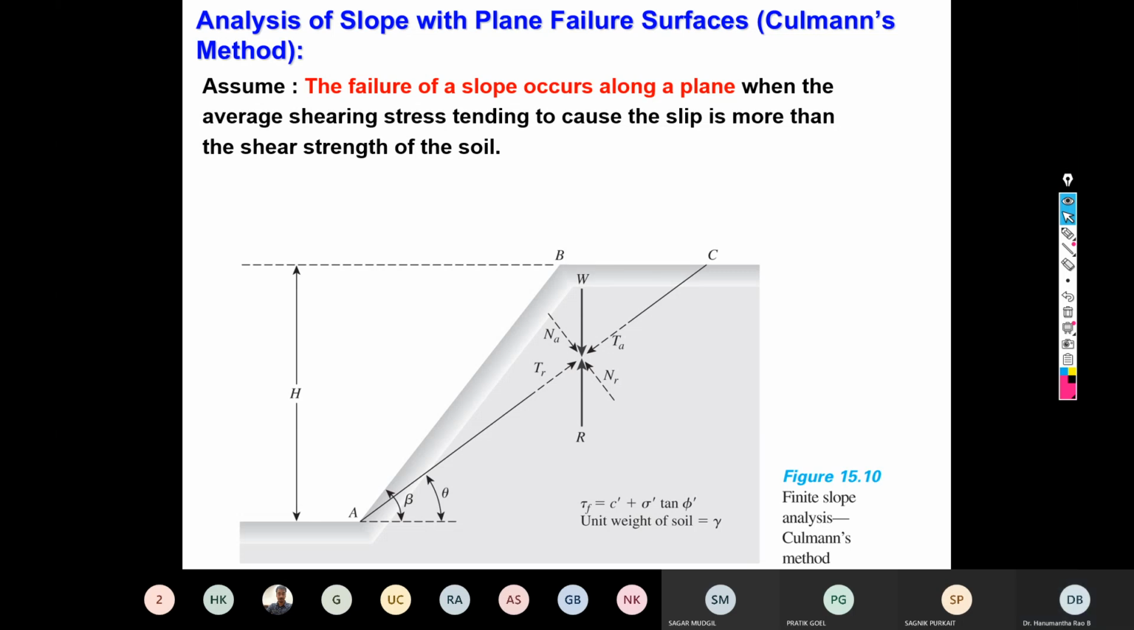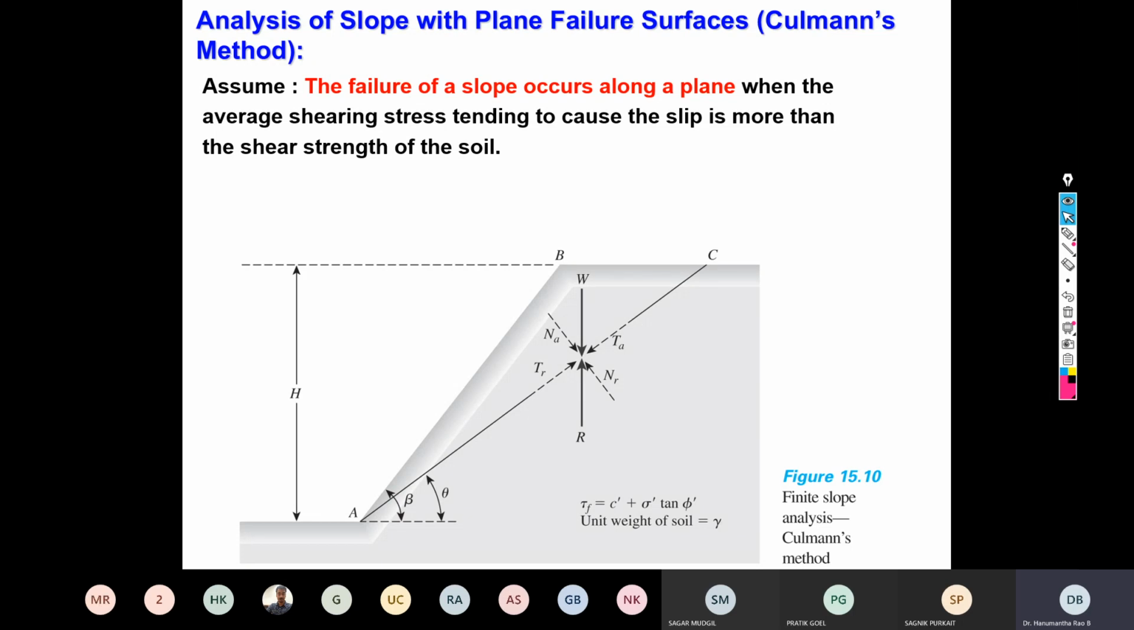So today, let us talk about another method, that is Culmann's method of analyzing slopes, based on a similar assumption, that the surface of failure is planar. That means it's like a wedge failure. In yesterday's case where the slope was infinite, we had a plane surface, like a horizontal line, with no starting and ending points.